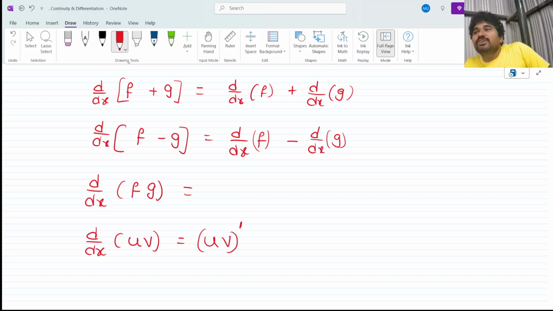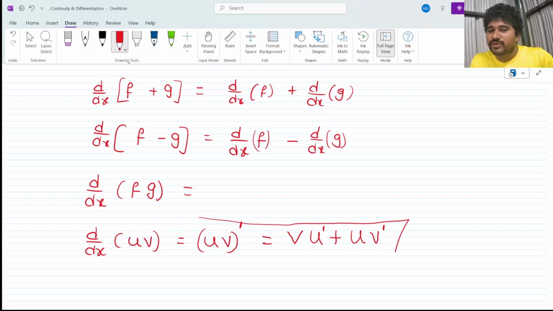Differentiation of uv. What is its formula? You know, v u dash plus u v dash. Keep one function as it is and differentiate the other function, plus keep the other one as it is and differentiate this one. At a time, one function only you can differentiate. Remember this one. Understand? So, what is the formula of uv dash? vu dash plus uv dash.